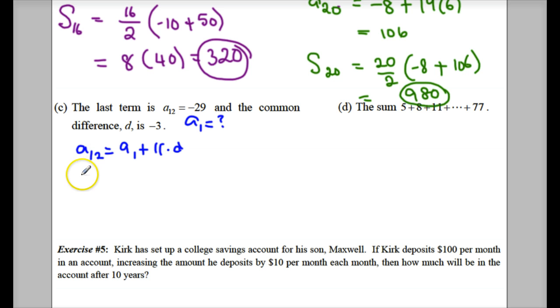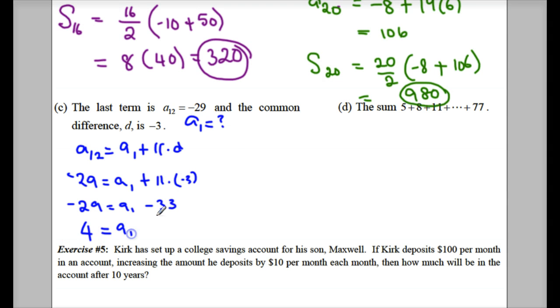So let's fill in what I know. Negative 29 is equal to a sub 1 plus 11 times negative 3. This becomes negative 29 is equal to a sub 1 minus 33. So how can I solve for a sub 1? Add 33 on both sides. Perfect. When I add that, I get a sub 1 is 4.